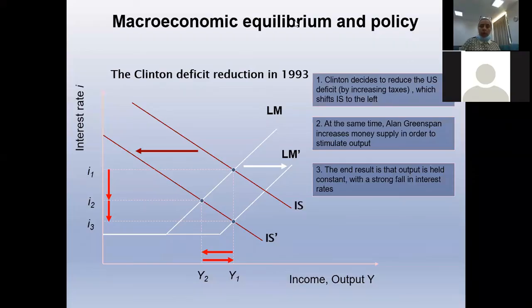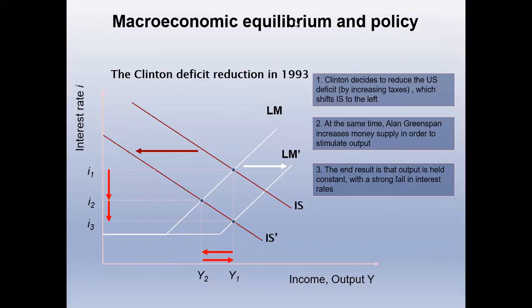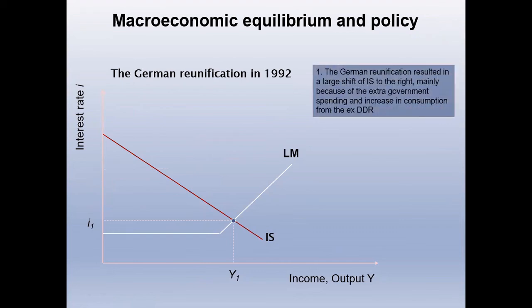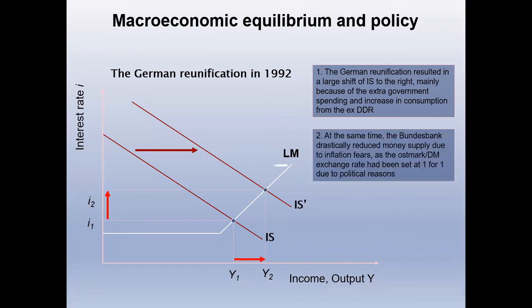So after we finish the Clinton case, we proceed to the second case. And the second case is the German reunification. In 1992, after this reunification, Germany experienced a large shift in IS. Why? Because they had to spend a lot, government spending, an increase in spending and consumption, especially for the Deutsche Mark. So what happened? They increased the availability of money and people started to spend, and the IS curve shifted to the right, and this resulted in increasing interest rate and the output increased.